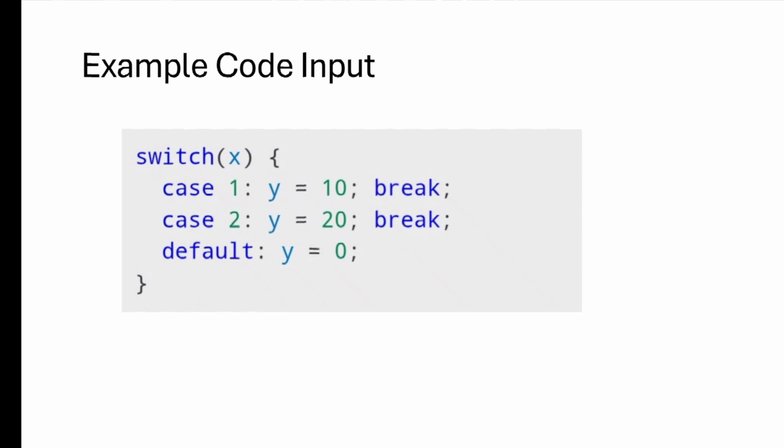Sample code input. Let's take an example switch block in C. If x equals 1, set y to 10. If x equals 2, set y to 20. Otherwise, set y to 0. Now, let's see how this is converted into intermediate code using STD.